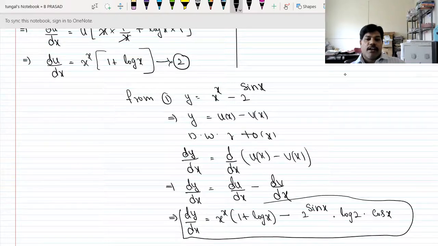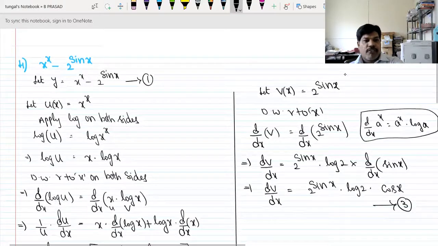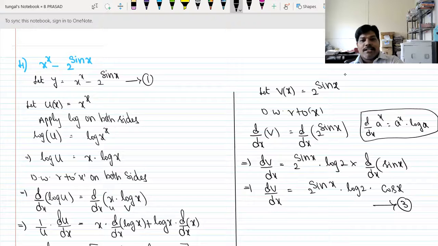The two functions are there in this problem, so you have to solve like this. First we have to take the given function. We have to understand that both are in the form of f of x power g of x. Take the first function as u and the second function as v, and apply log on both sides, you will get that form, and you can calculate du by dx. And for the second one also, take v and apply that. Here also you can use log, otherwise you can use the direct formula. The derivative of a power f of x is a power f of x into log a into f dash of x.